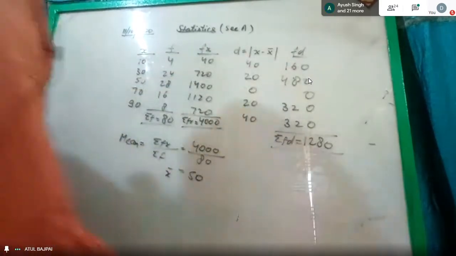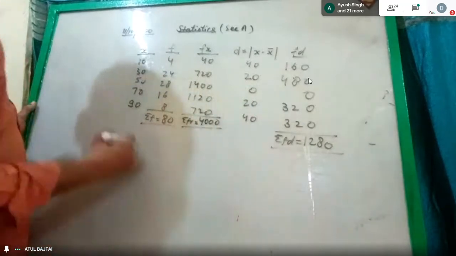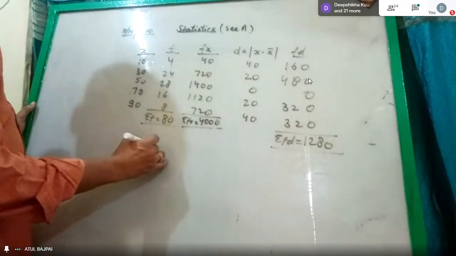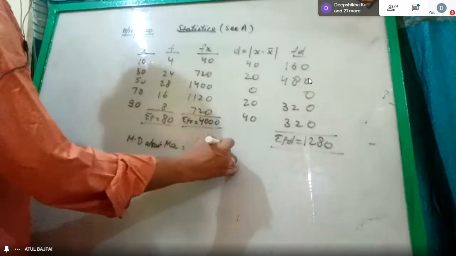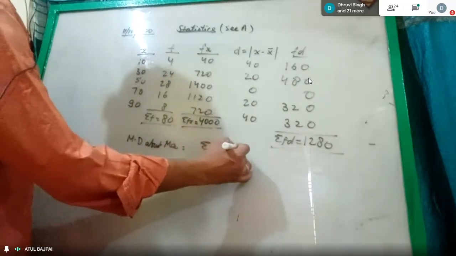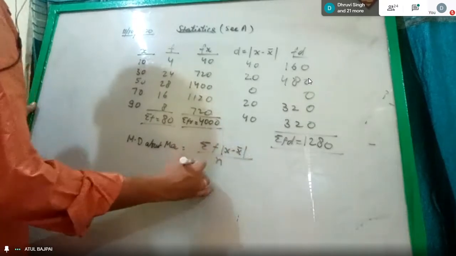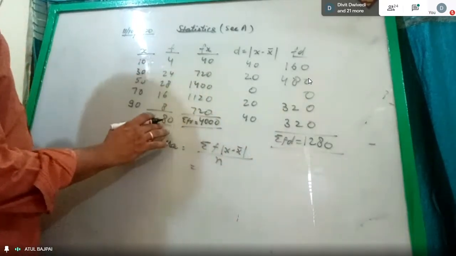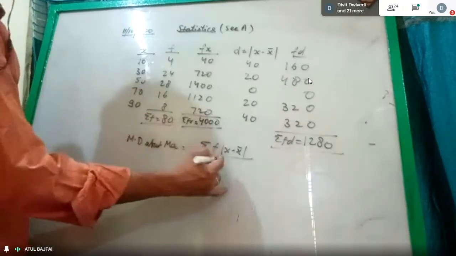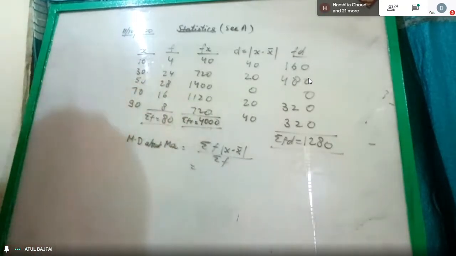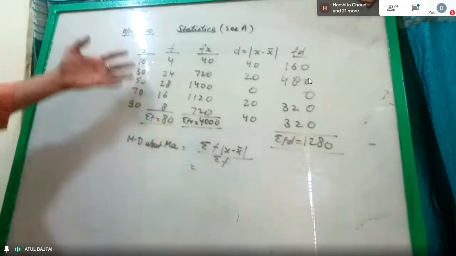Now my mean deviation about mean is sigma f times the modulus of x minus x bar, upon n. And n in this case will be sigma f, not the 5 terms. The formula will change to sigma f. Is this clear? How many observations?